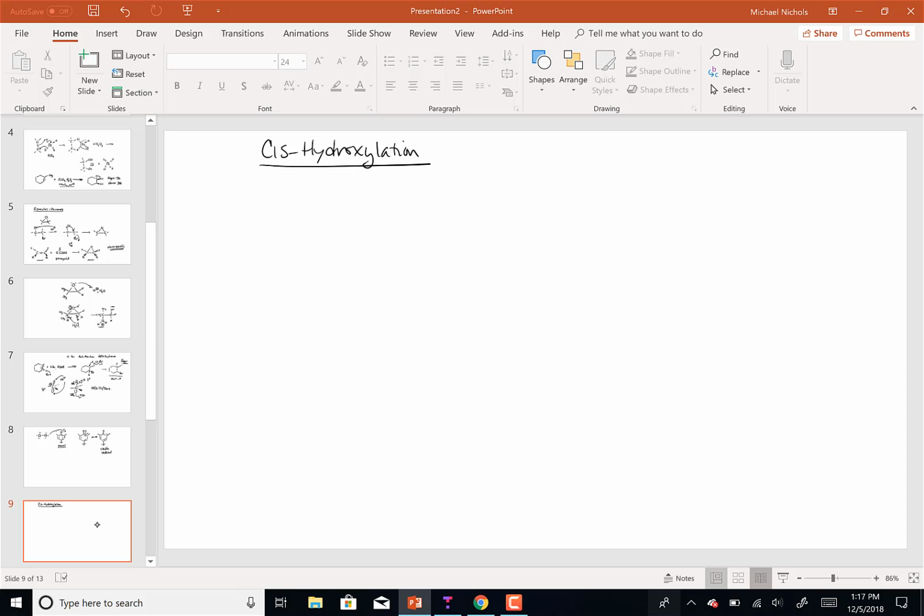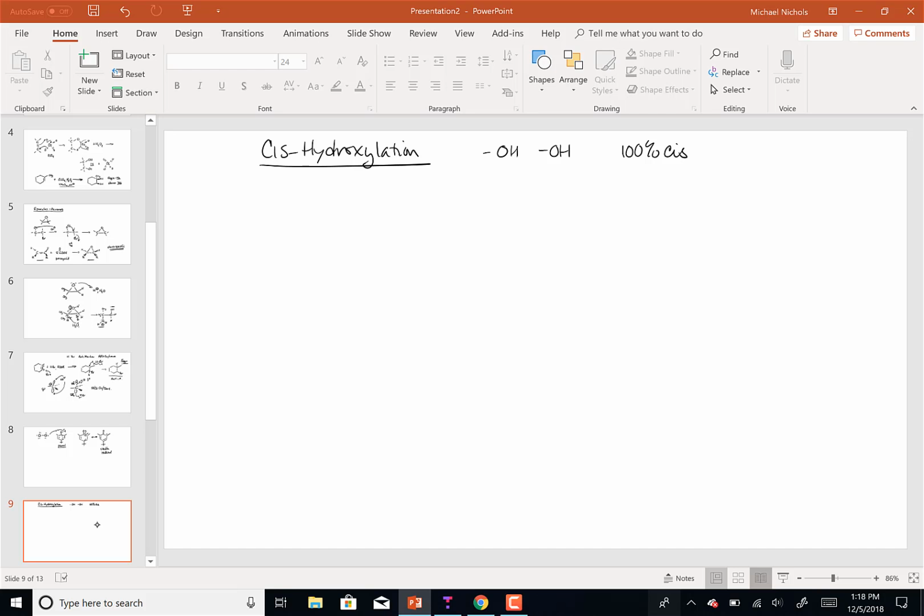So in cis hydroxylation, I'm going to add two OHs to the double bond. Is there a need for Markovnikov or anti-Markovnikov? No, because it's a symmetrical reagent. And this is going to add 100% cis. And the mechanism that I'm going to show you again is not something that I'd ask you to repeat, but it will show you where the 100% cis comes from.